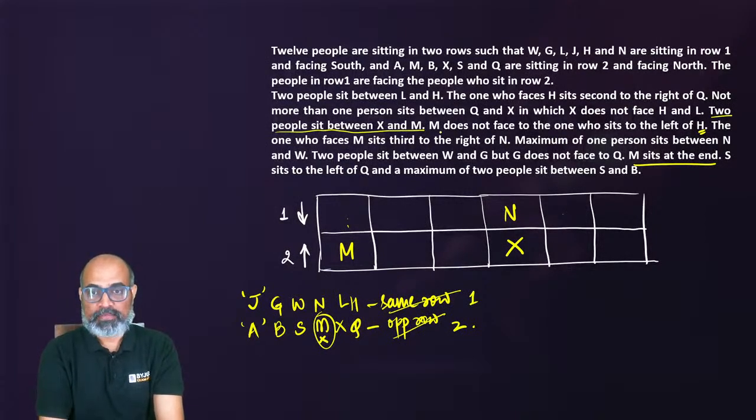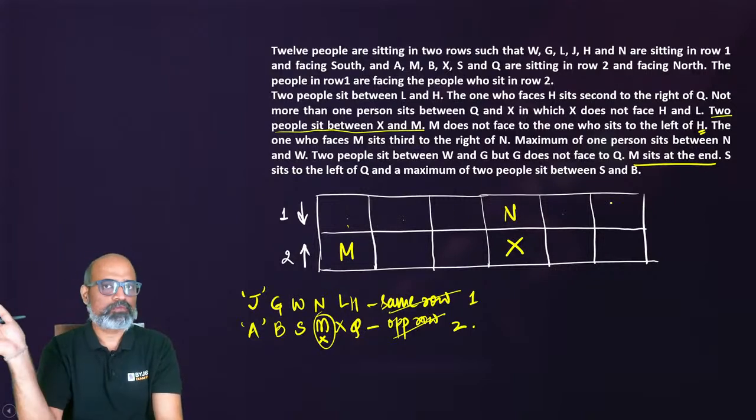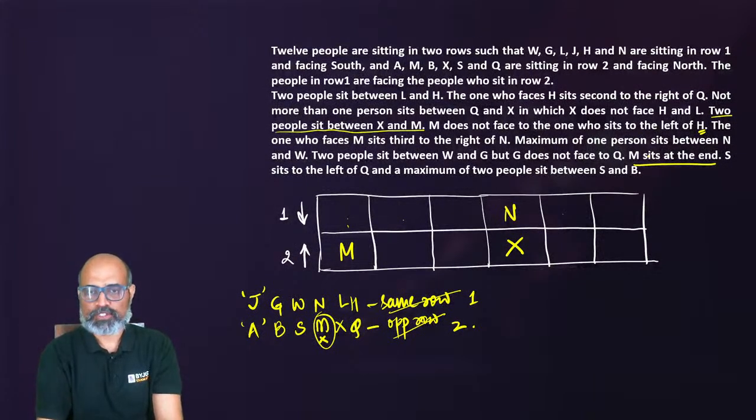Okay, M does not face the one who sits to the left of H. So obviously H is going to be at any place, and whoever is going to face M will obviously be to the right, he can't be to the left. This is understood. Is there any other statement that includes M over here? No. Right? We are done with all the statements.